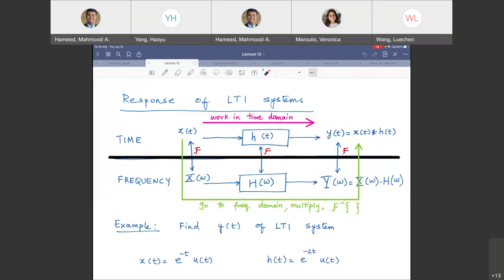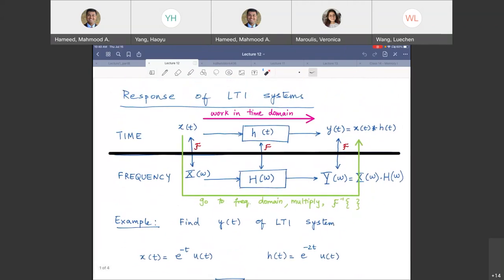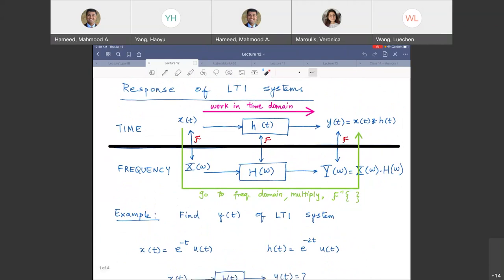Until multiplication, you should be going okay. From multiplication to y, that inverse Fourier transform might be a little tricky. But if you have some standard pairs, you might be able to do it very easily. Convolution over here generally will be a little bit more time consuming, mathematically, right? Questions about this idea? About the response of LTI systems. How do you find y of t, the output of an LTI system, by working in the time domain or an alternative approach to work in the frequency domain? Going once, twice, thrice.